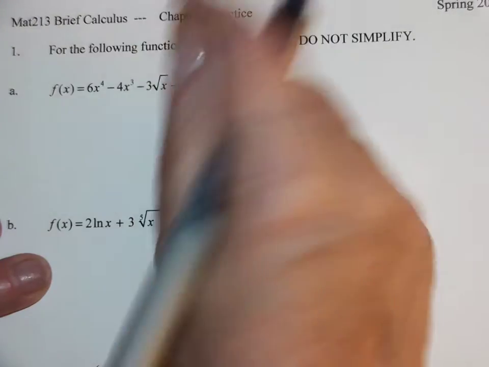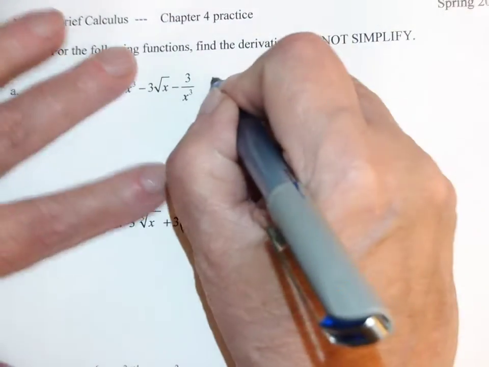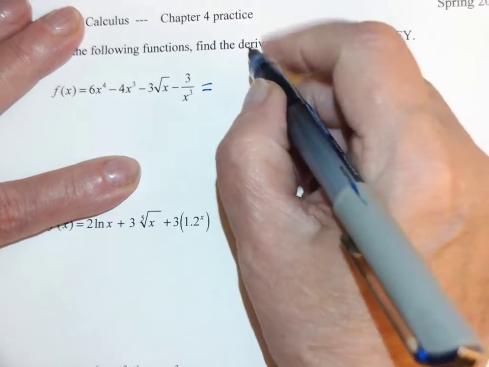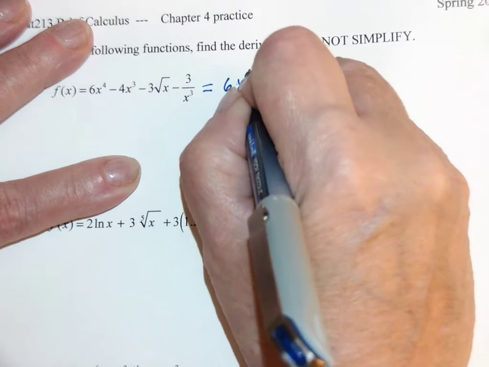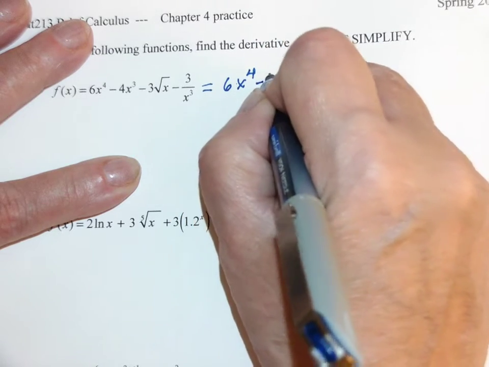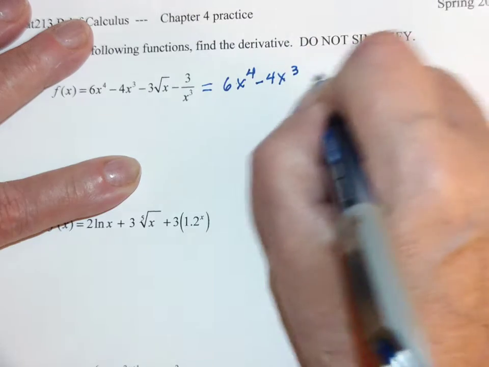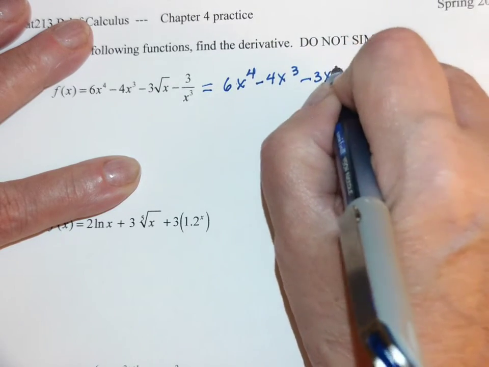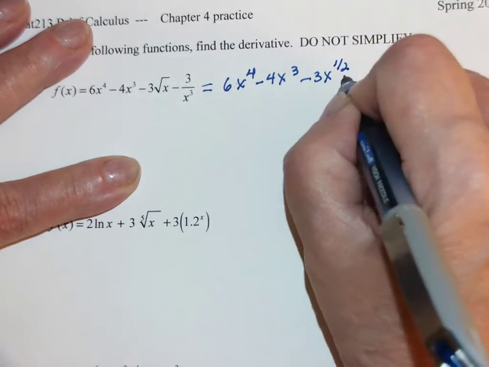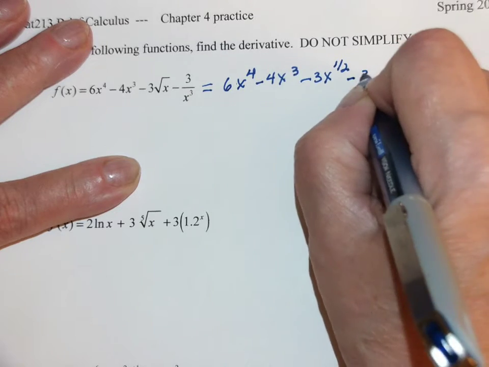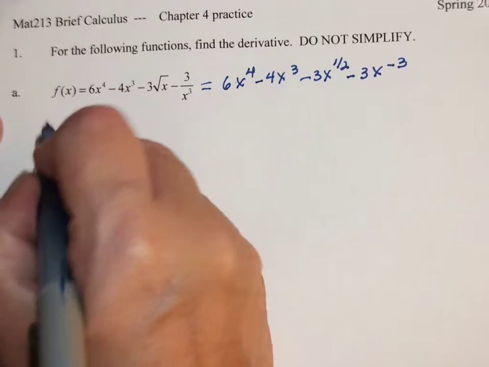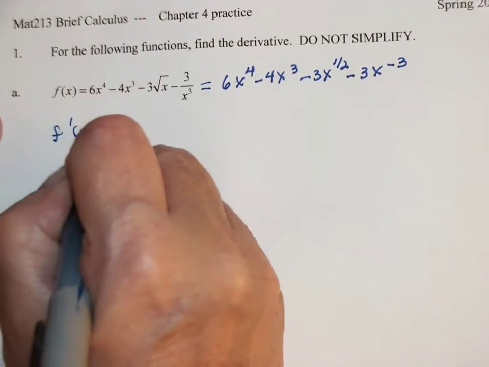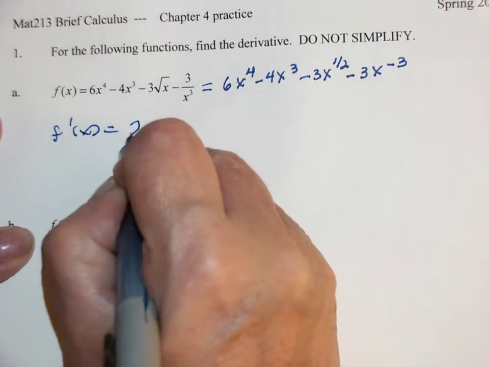So this is just straight power rule, but I need to rewrite this as 6x to the fourth minus 4x cubed minus 3x to the 1/2 minus 3x to the negative 3, so that f prime is 24.